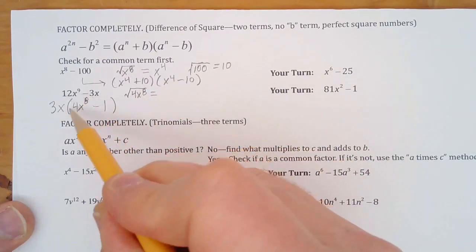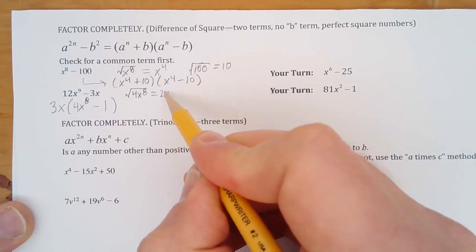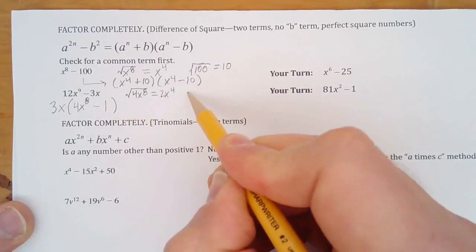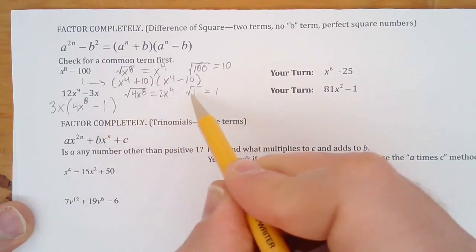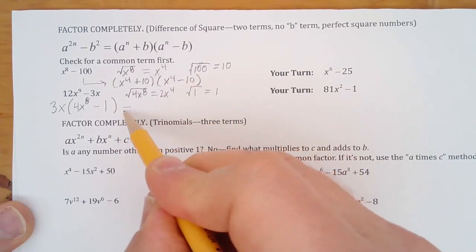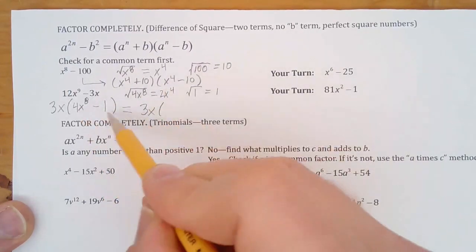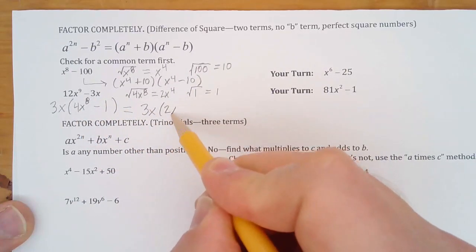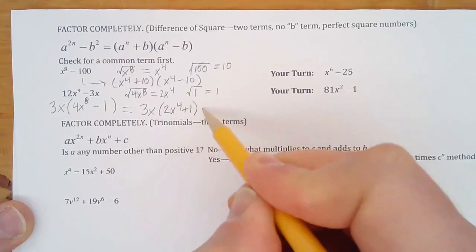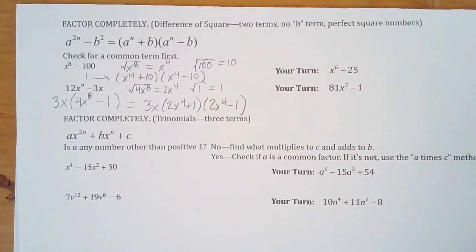There's some expression multiplied by itself that's 4x to the 8th. Well, that'd be 2x to the 4th. And then, of course, the square root of 1 is just 1. Notice we, again, ignore the negative here when we do this. And now this factors, now I have the 3x here that I need to bring along, but then this factor right here splits into 2x to the 4th plus 1 times 2x to the 4th minus 1. Now you guys do the your turns now.